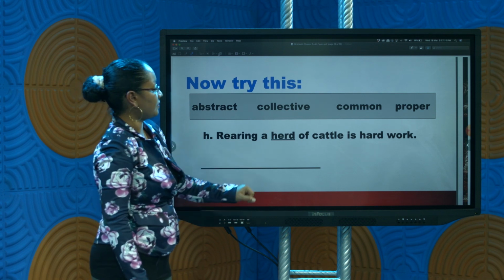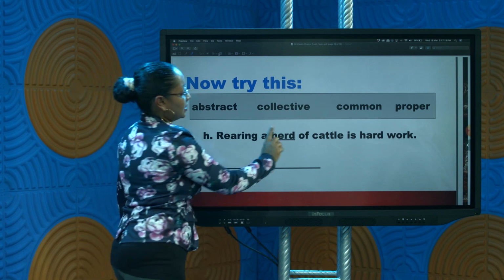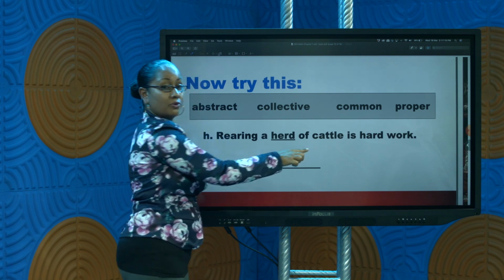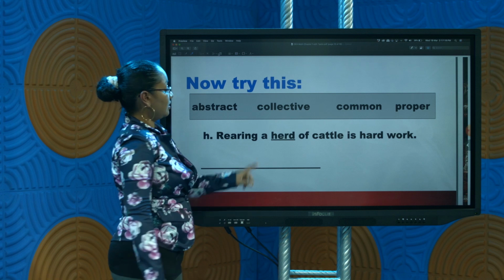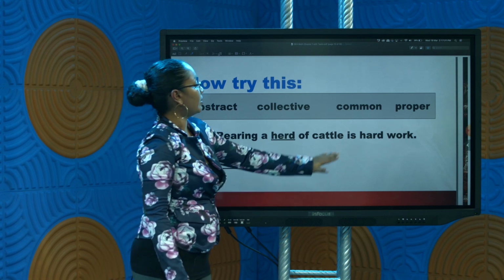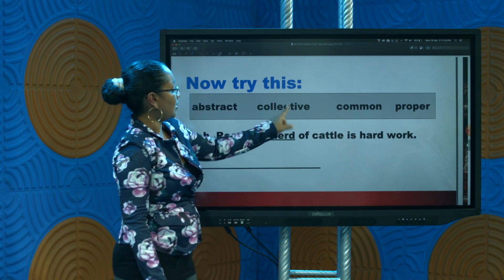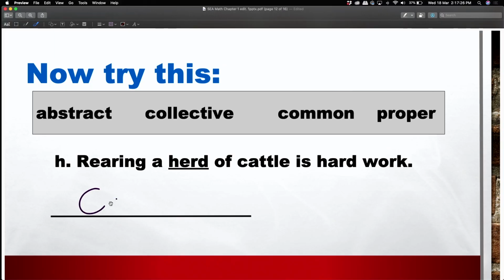Rearing a herd of cattle is hard work. Cattle, of course, are nouns. However, herd is underlined. Herd shows you a bunch of cattle. Herd is our collective noun. Let's go on.